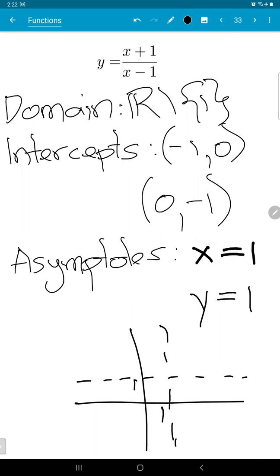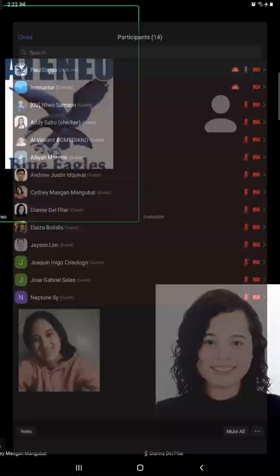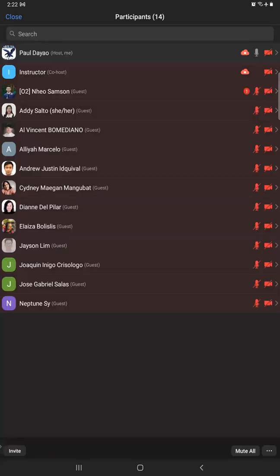And why do we call them asymptotes? Anyone? Why are they called asymptotes? What relationship do these lines have to the graph itself? Anyone? That's why we have the word asymptotic, right? What does that mean? Okay. Let me call.